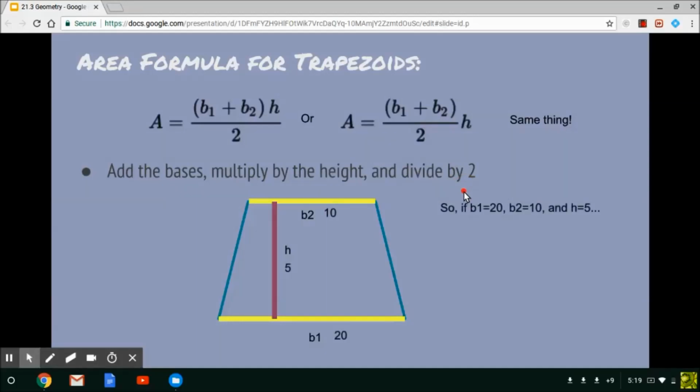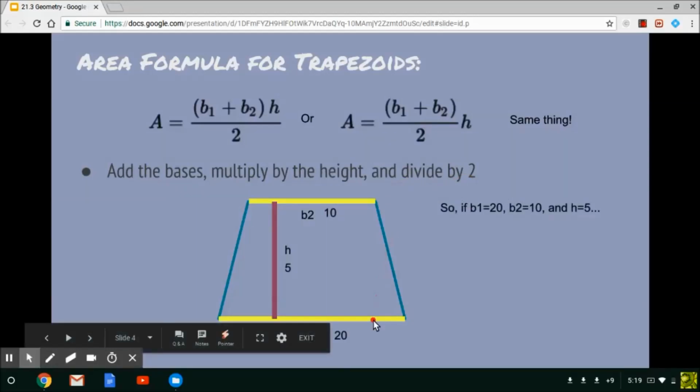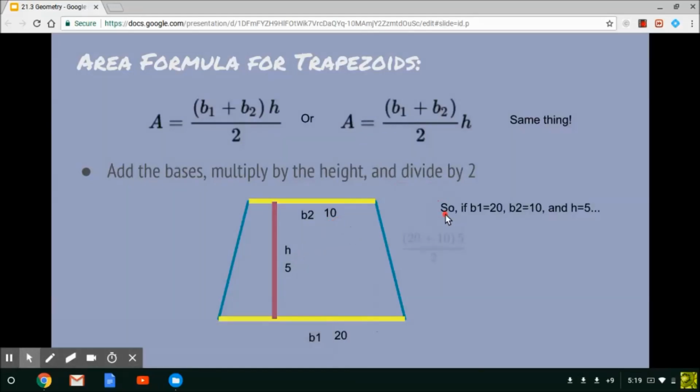So for example, if we had that base 1 is 20, base 2 is 10, and the height is 5, we can just fill them into the formula. So 20 plus 10, and then times 5 divided by 2. So 20 plus 10 is 30. So we have 30 times 5 divided by 2. 30 times 5 is 150. So then our final answer is 75, since 150 divided by 2 is 75.